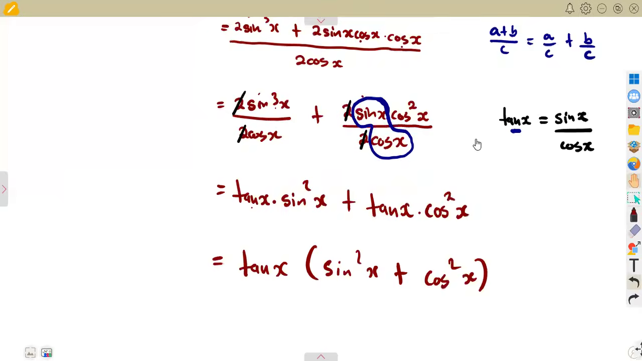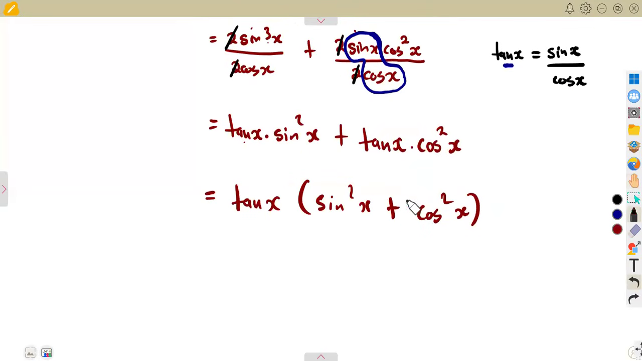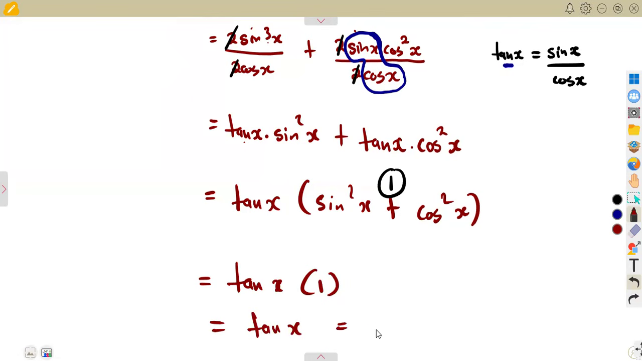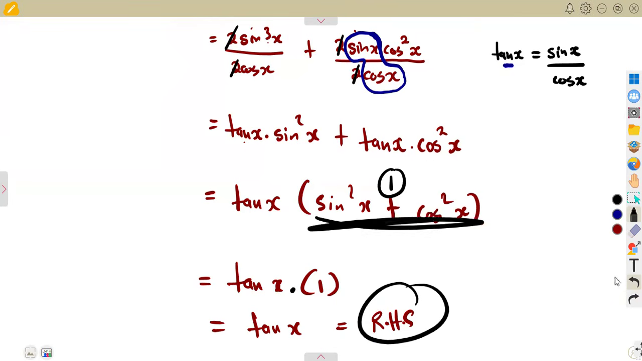Knowing that sine squared plus cos squared is equal to 1. That is the first Pythagorean identity. This is the first part that you're supposed to understand in your identities. So that's times 1, which is the tan of x. So as you can see, this is exactly equal to what we had on the right-hand side, which is the tan of x, the tan of x. So this is the product. Tan x times 1, that's the tan of x. This is equal to 1.